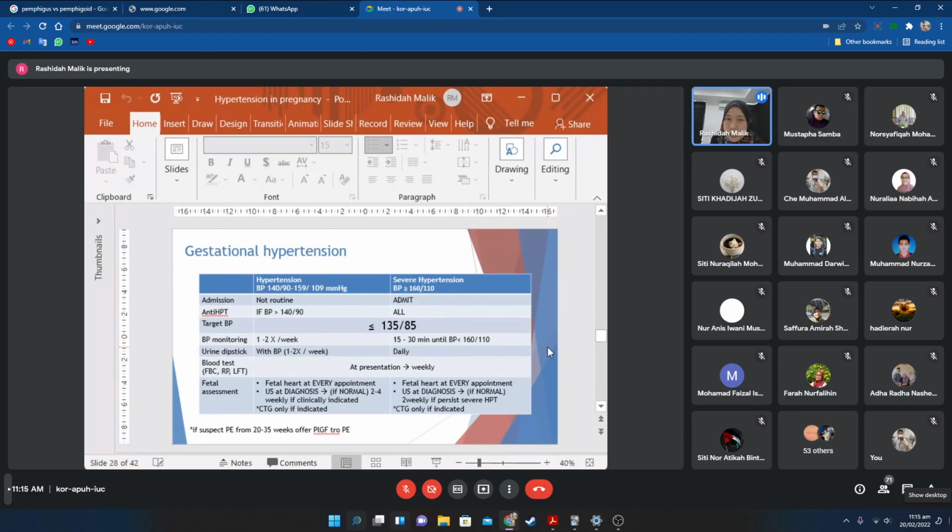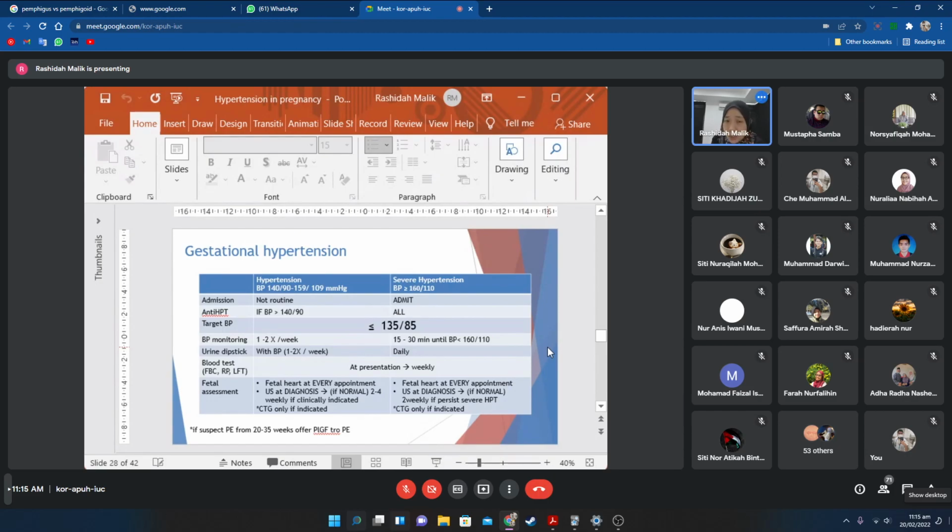Previously, we started antihypertensive when the BP was persistently more than 150 over 100 because we aimed for control of less than 140 over 90. But now you start it earlier because you target the BP lower.